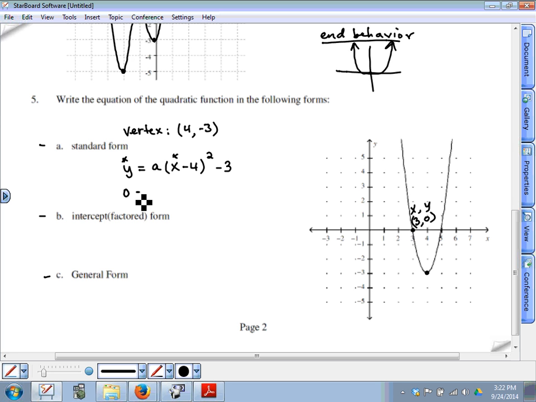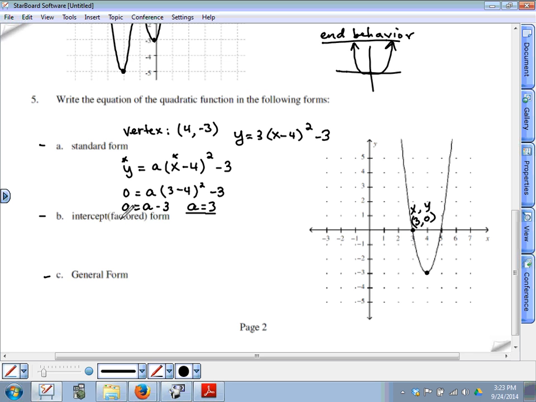So I'm going to let y equal 0. I don't know what a equals, but I'm going to let x equal 3 and solve the equation. 3 minus 4 is negative 1, but negative 1 squared is 1. 1 times a is a, so we have 0 equals a minus 3. If you add 3 to the other side, we get that a is equal to 3. So now we can finish the equation in standard form. Now that we know that a equals 3, we can finish the equation as y equals 3 times the quantity x minus 4 squared minus 3.